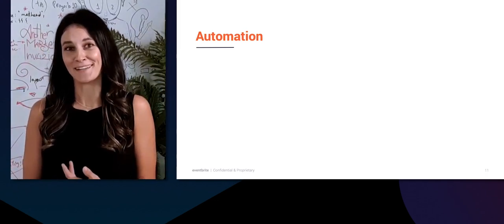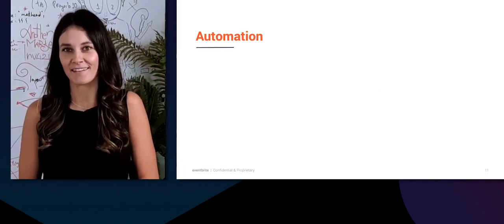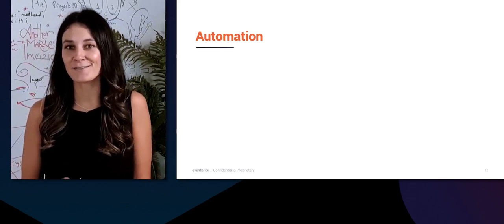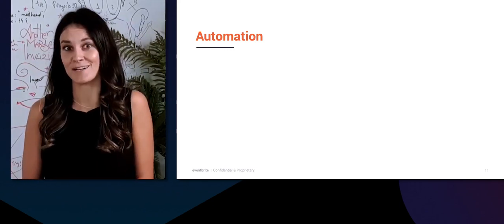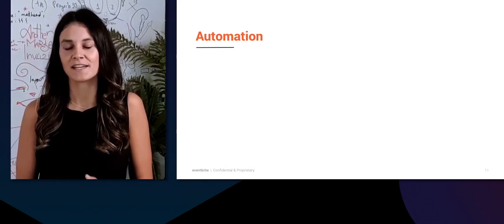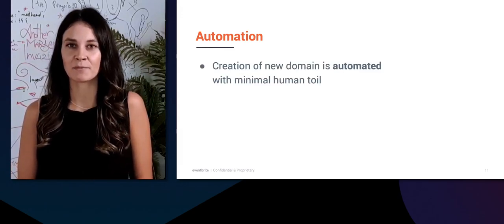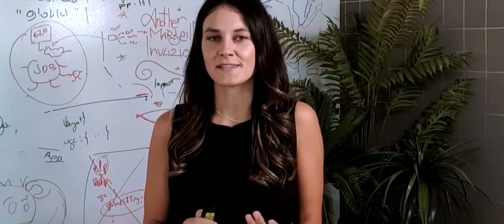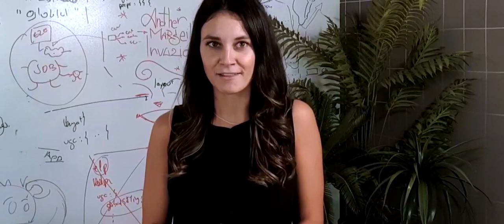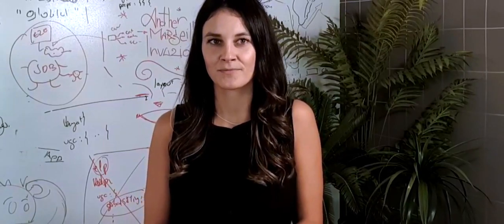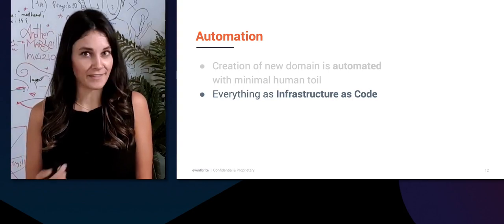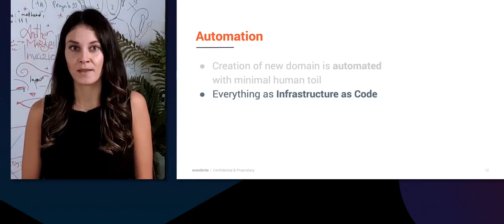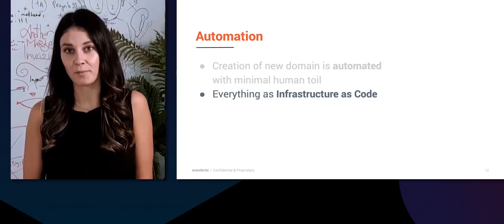We don't have the bandwidth to set up these domains by hand, and manual configuration also leads to a lack of uniformity and compliance. Thus, it is imperative to us that the creation of domains is fully automated with minimum human toil. Finally, it was essential to our team that everything was done as infrastructure as code. This is not just referencing our infrastructure within the AWS platform, but also integrations with third-party providers.